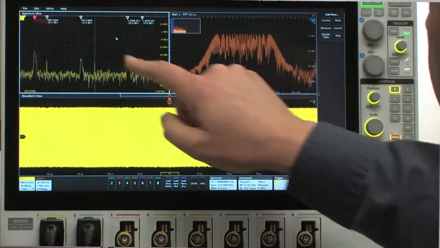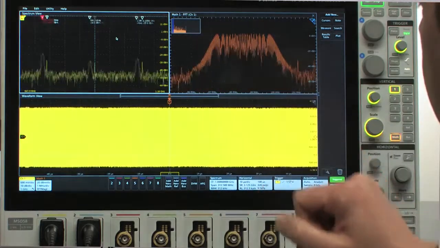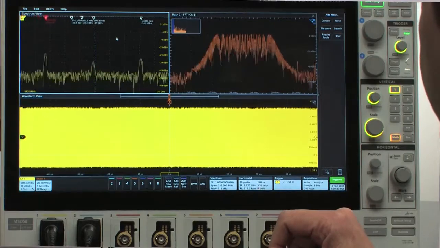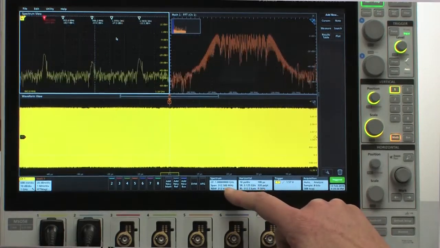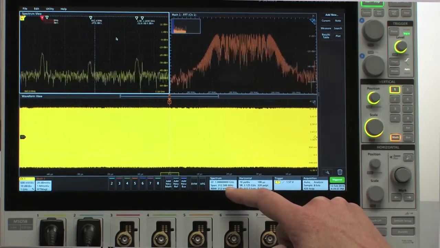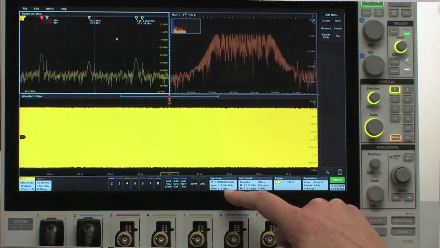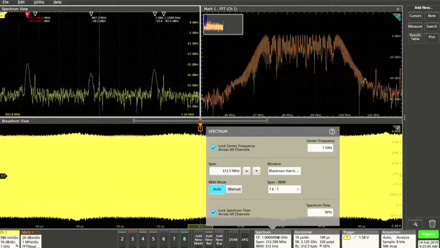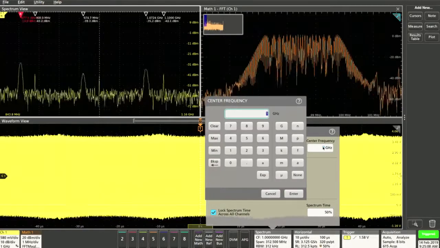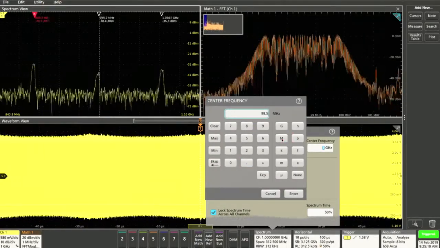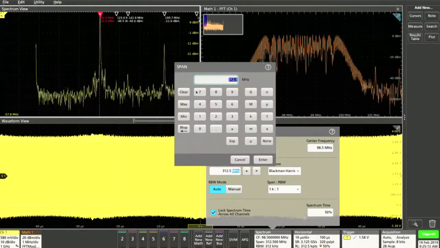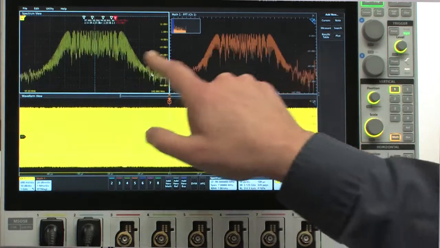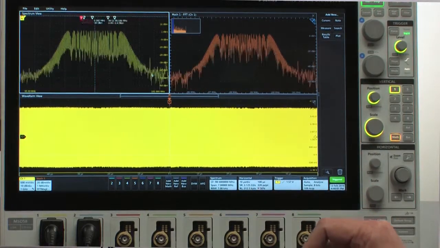A couple of things to notice immediately. First, automatic peak markers indicate the frequency and amplitude of the highest magnitude peaks in the Spectrum View display. Next, I get a spectrum badge down here that indicates my center frequency, span, and resolution bandwidth of the Spectrum View display. So I'm going to double tap that, set my center frequency to 98.5 megahertz, and set my span to 7 megahertz. Notice now that both views are showing my spread spectrum clock.